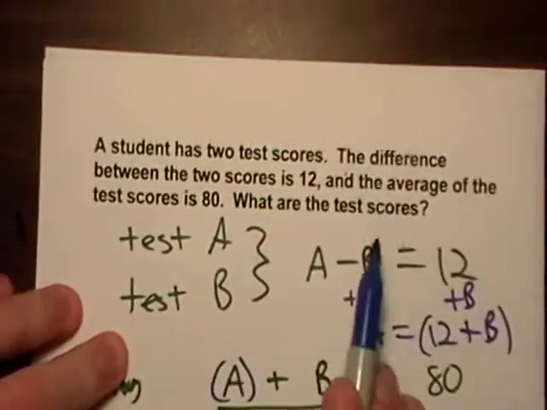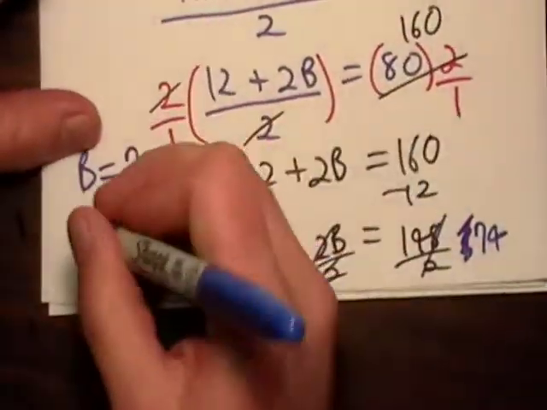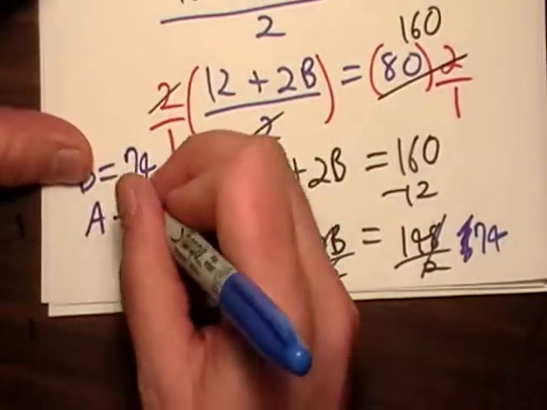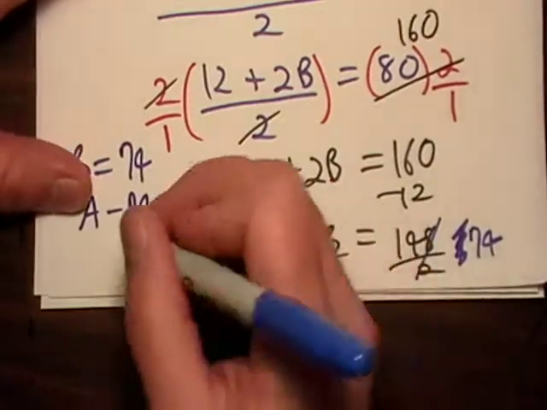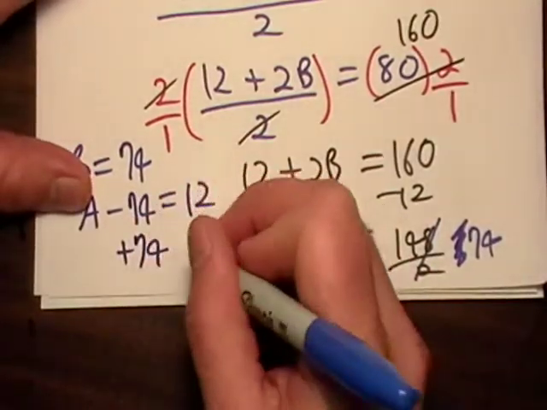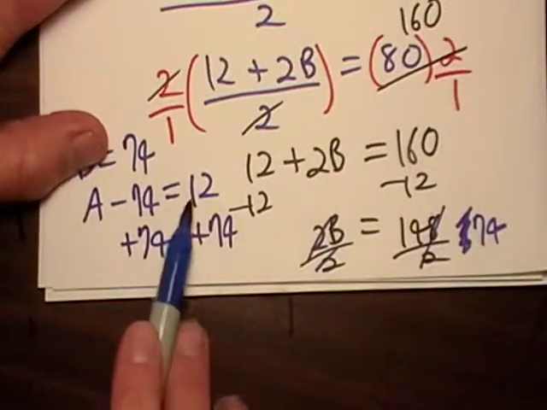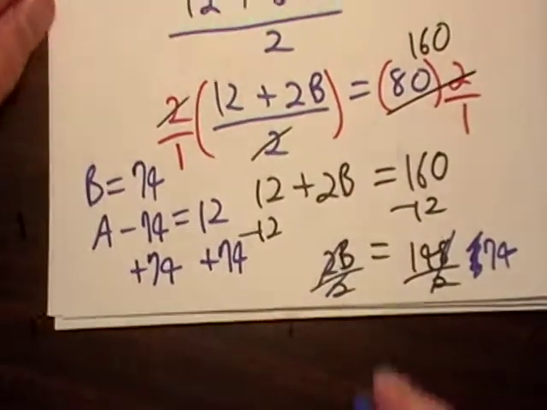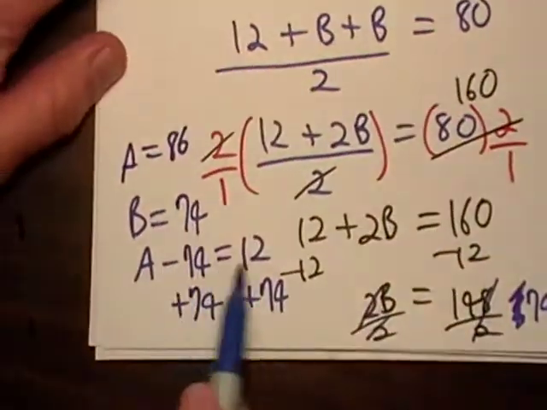Now we already found that A minus B was 12, so we know that A minus 74 is equal to 12. So we can add 74 to both sides, and it looks like this is going to be 86. So A equals 86 and B equals 74.